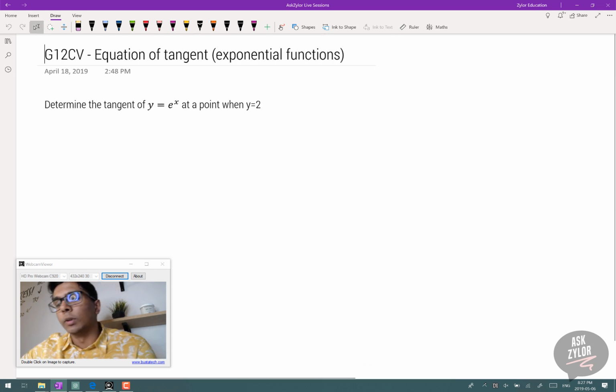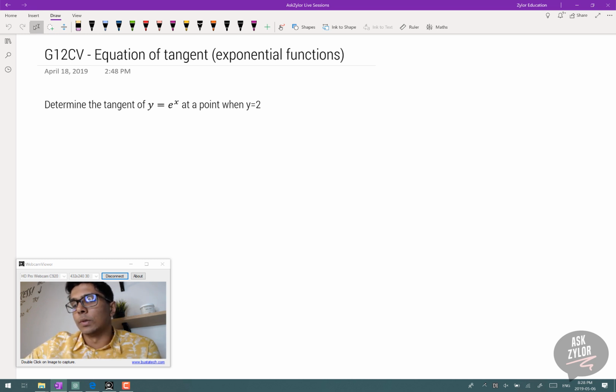So this is a grade 12 calculus and vectors question. It's saying determine the tangent of y equals e to the power x at a point when y is equal to 2. So this is an exponential function. So to find the tangent of y equals e^x at a point, we need to find the derivative for this function.